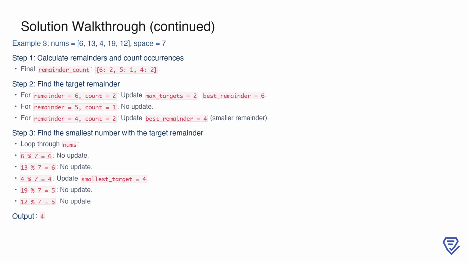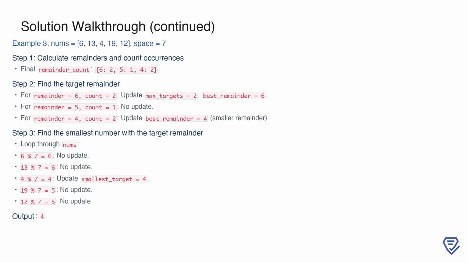For the final example, let's analyze nums as 6, 13, 4, 19, 12, with space set to 7. Calculating remainders modulo 7 gives us 6 for both 6 and 13, 4 for both 4 and 12, and 5 for 19. This results in a remainder_count of 6, 2, 5, 1, 4, 2.